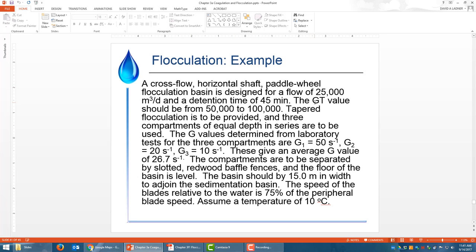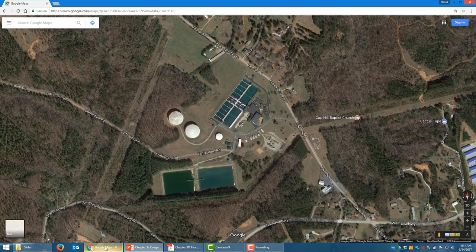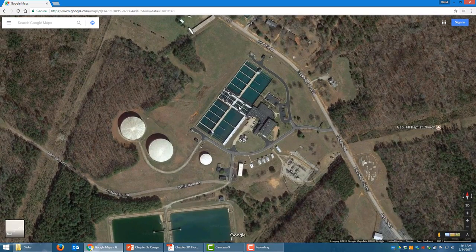And the flows are given, the GT values are given to us. They talk about tapered flocculation is to be provided. And we have an average G value, etc., all the way down. So let's dive in. Actually, why don't we look first at what this actually looks like from a satellite view.